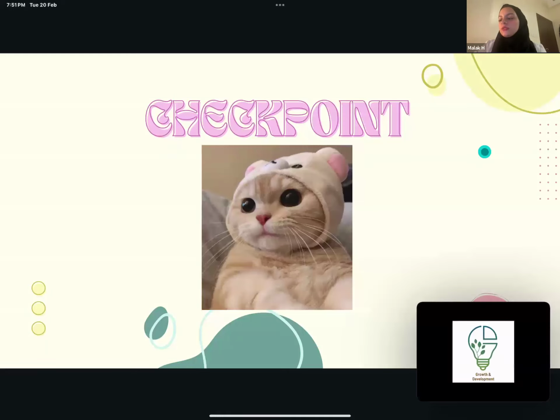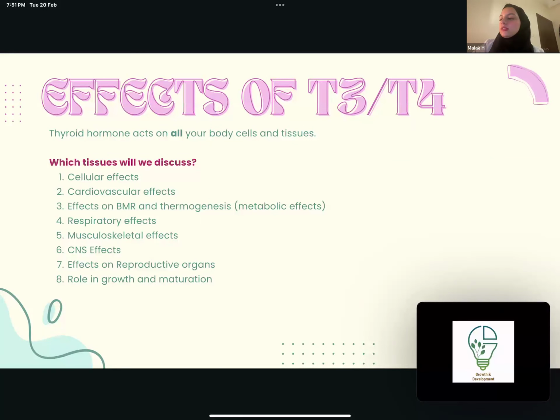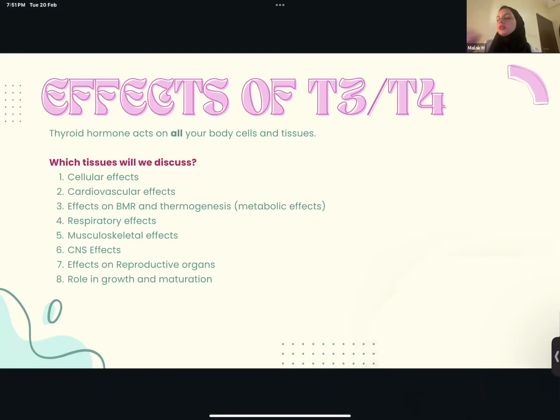We're gonna start off where we left off. So we just talked about the synthesis of thyroid hormone, and now we're going to talk about the effects of T3 and T4. So thyroid hormone is really important in all parts of your body. It acts on virtually all the cells and body tissues.